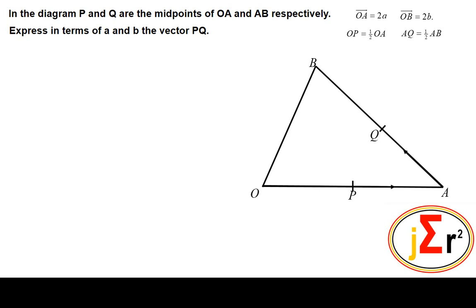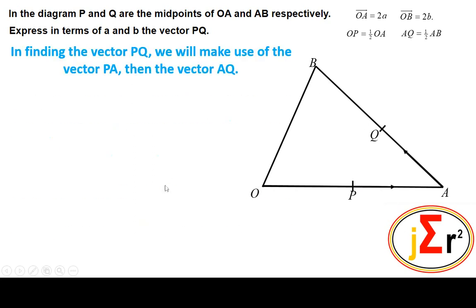In the diagram, P and Q are the midpoints of OA and AB respectively. OA is equal to 2a. OB is equal to 2b. Do not forget that P and Q are the midpoints of OA and AB. Expressed in terms of a and b, find the vector PQ. That's the one that we need.